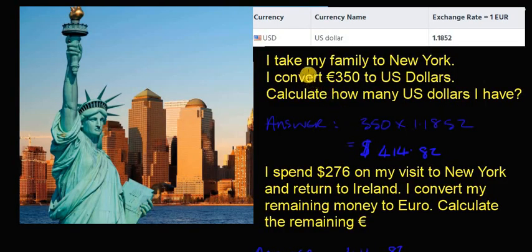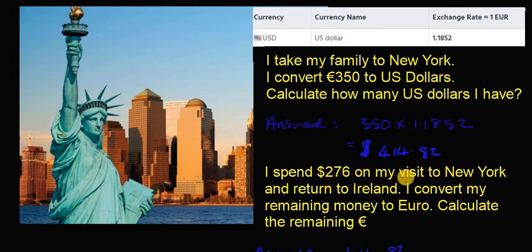Okay. So let's do an example now. You take your family to New York, you convert 350 euros into US dollars, calculate how many US dollars you have. Well, you're going away, so you multiply 350 by the rate, which is 1.1852, which means you've got $414 in your pocket and 82 cents.